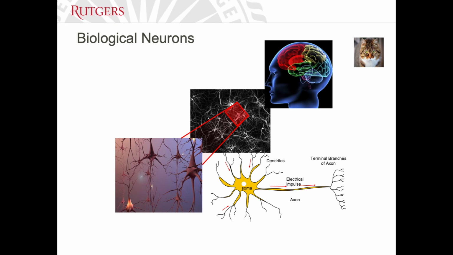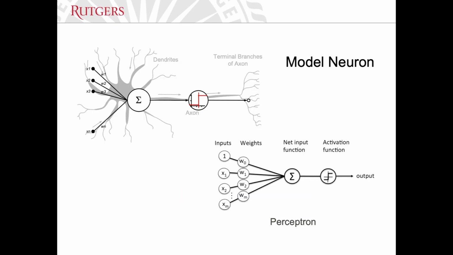In humans, deep layers of neurons and their complex interconnections result in a thinking machine, the human brain. So neural networks are models of biological neural structures. A simple neural network architecture is known as a perceptron.